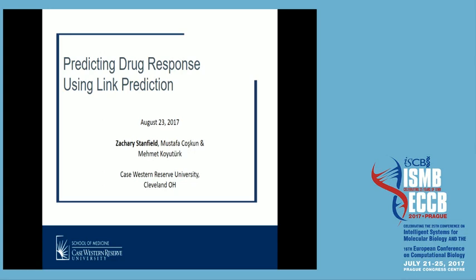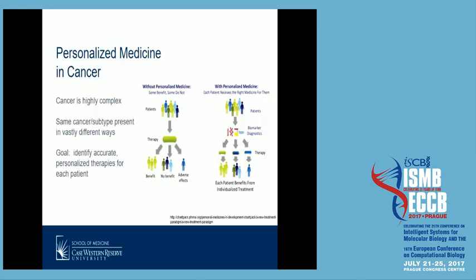Today I'm going to be talking about using link prediction in networks to perform drug response prediction. The thought behind this is really based on personalized medicine. We're specifically looking at cancer, and we all know cancer is a highly complex disease where patients with the same cancer, even in the same cancer subtype, can have different mutations, different driver genes. And so really their molecular profile can be variable.